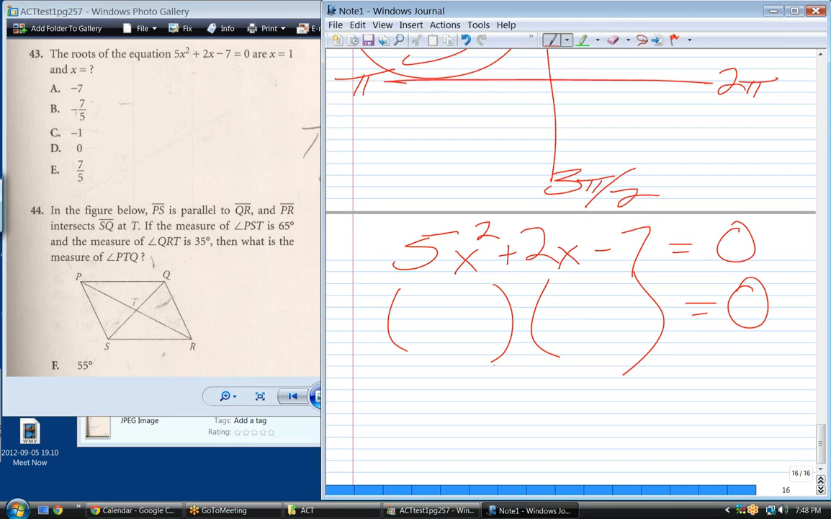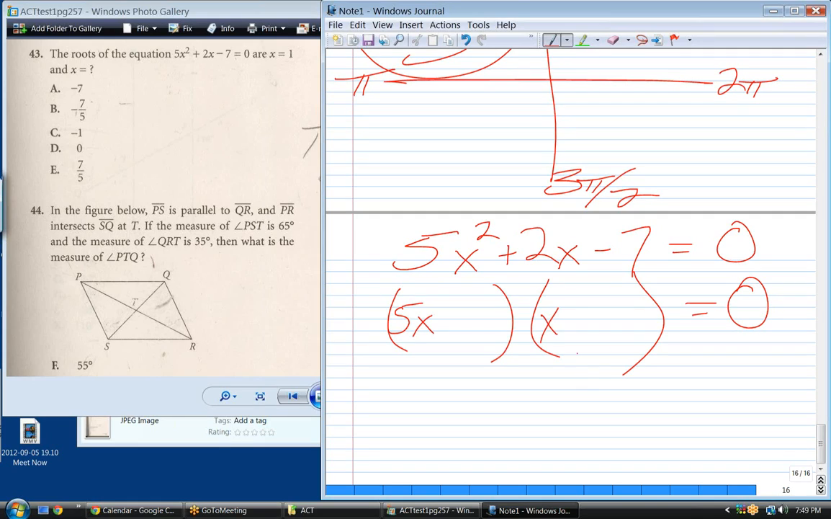It would be 5x. And the other side would also be 5x. No. If the other side was 5x, this would have to be 25x squared. So the other side has to be just 5x and then just x. Right. And that gives you the proper first term of 5x squared.